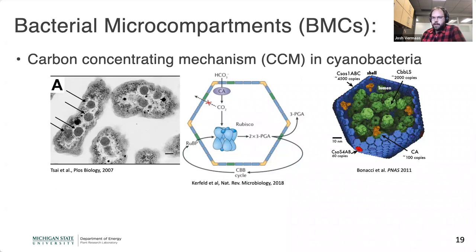Bacteria can make these protein shells that encapsulate other proteins to create a catalytic center of some kind that will do a really important reaction. And what the carboxysome does is it's the carbon concentrating mechanism in cyanobacteria, where you have this protein shell that surrounds Rubisco and carbonic anhydrase. Carbonic anhydrase is an enzyme that will take bicarbonate and turn it into carbon dioxide. And then Rubisco will integrate that carbon dioxide into central metabolism through the Calvin cycle.